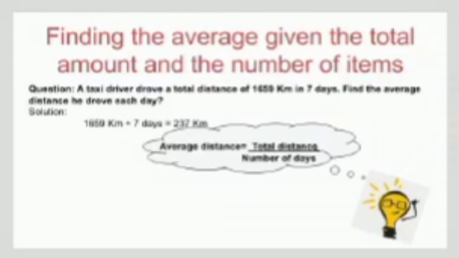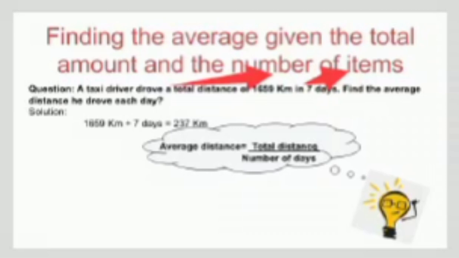Solution. First of all, we need to understand the question. What is it saying? A taxi driver drove a total distance, focus on this, of 1,659 kilometers. In how many days? 7 days. It means that you are given the total amount and the number of items, which is the number of days over here. It may be changed in any of the questions.